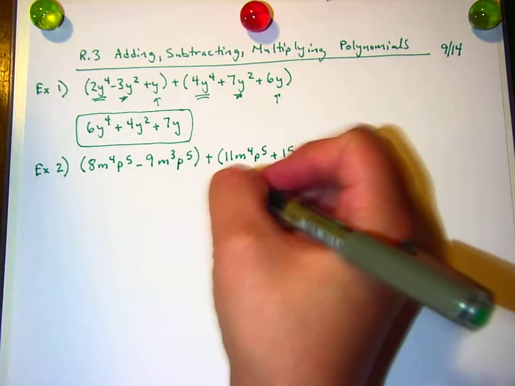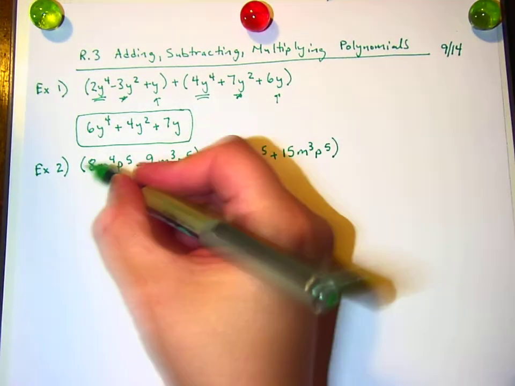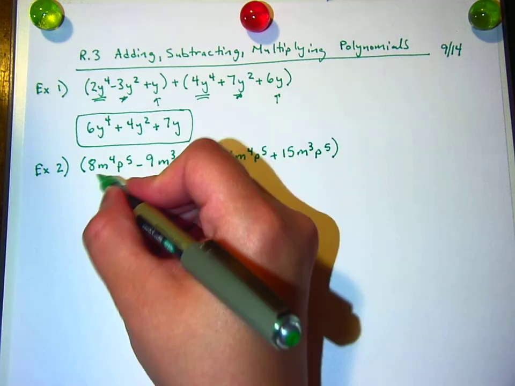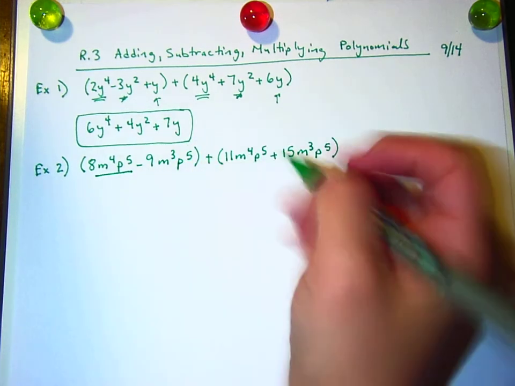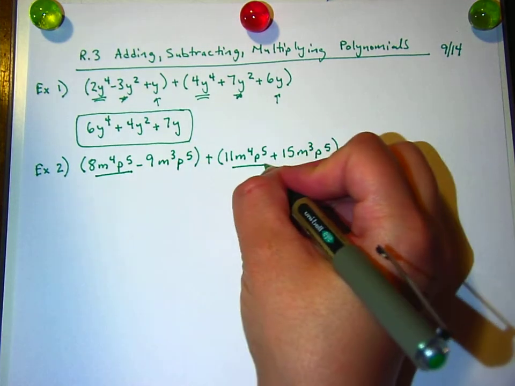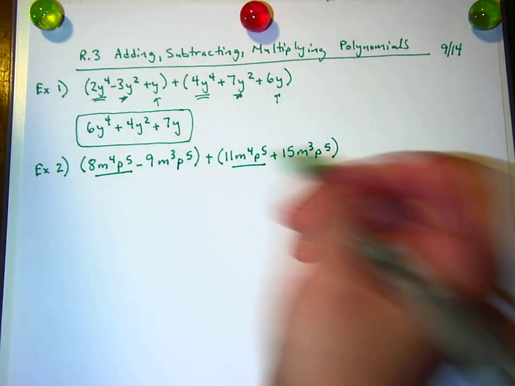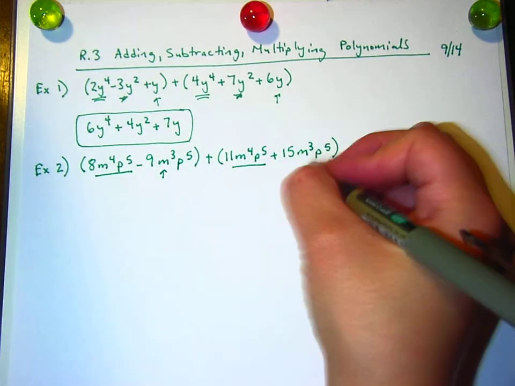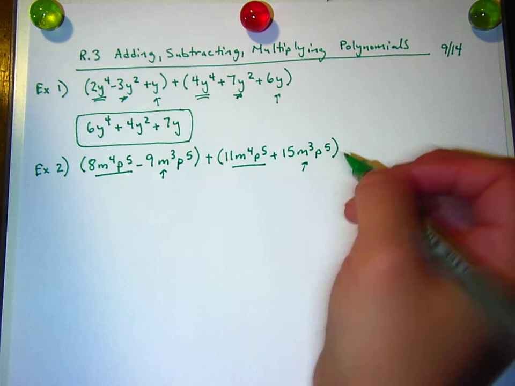Alright, 8 plus 11. I'm assuming that you did it already. So, this is just the same deal as above. See how this one is m to the 4th, p to the 5th. That one's m to the 4th, p to the 5th, which means we're going to put these together. These ones are specifically m to the 3rd, p to the 5th, which means they are also separate and different.